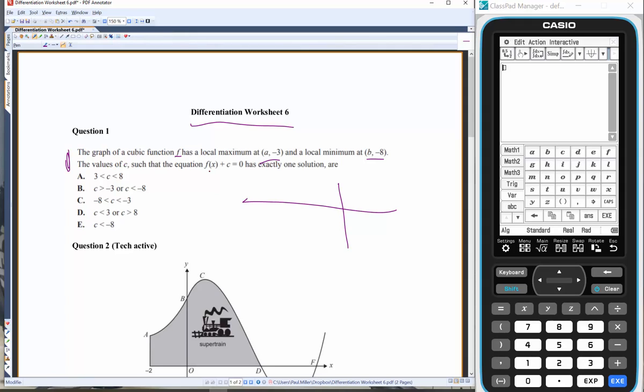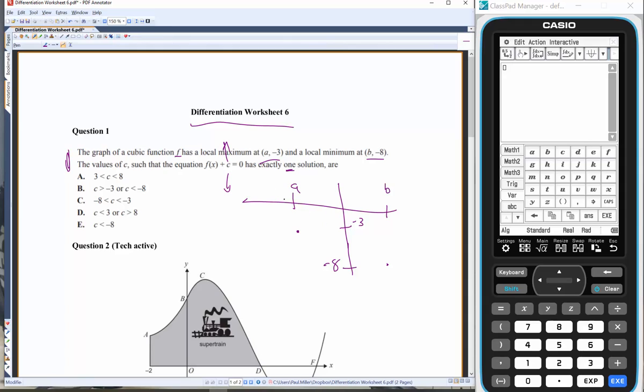Values of c such that the equation f of x, i.e. the cubic, plus c, so plus this constant value here, which is a vertical translation, has exactly one solution. So really, really similar to the last worksheet. So a, -3, we're going to say that that's a local maximum. B, -8, it's a local minimum.